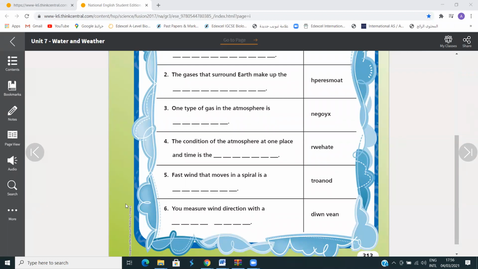Oh, hello. Card number 5. Wind that moves in a spiral is a tornado. Excellent. Tornado. Fast or strong wind that moves in a spiral, you know the shape of the spiral, that is a tornado. Okay.